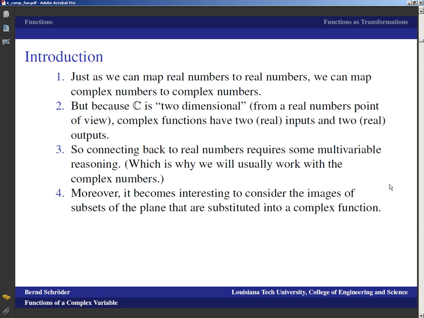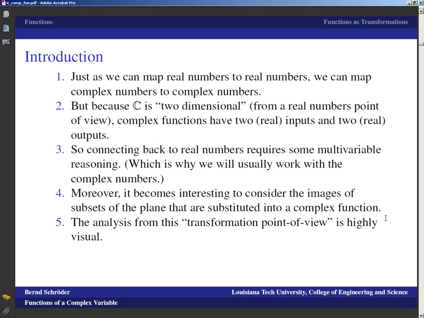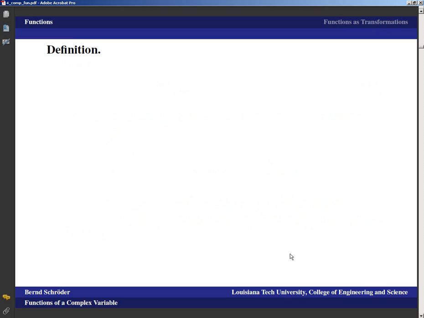Okay, the other thing, and this is now definitely new, is it becomes interesting to consider the images of subsets of the plane that are substituted into a complex function. And basically that's because if you consider the function as a transformation, and we'll talk about that separately later on in this presentation, we get a very visual interpretation of those functions, and that is rather nice. And it is an early stage to visualizing things like fluid flows, for example.